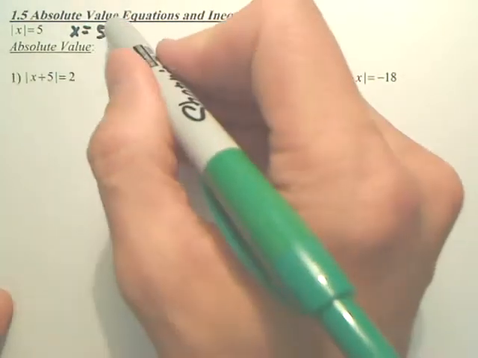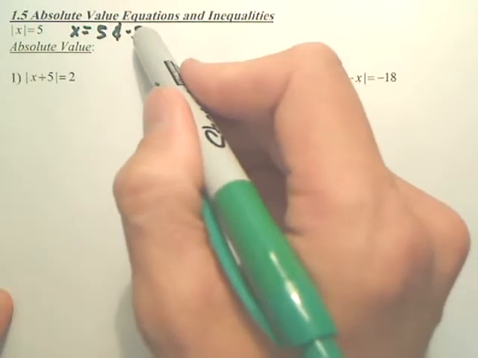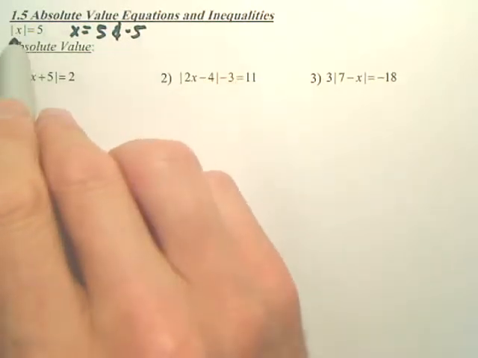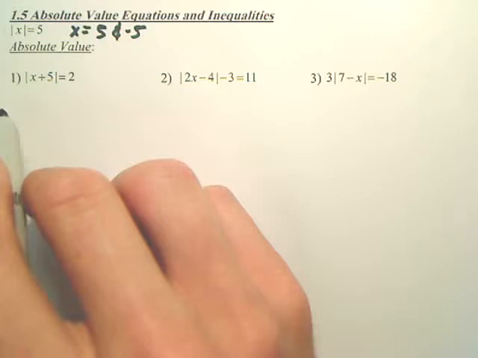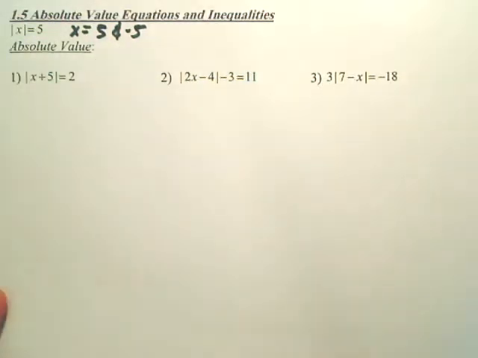-5. Your other answer is -5. Because if I plug in -5, won't the absolute value change it to +5? Yeah. Thus, it equals 5. Absolute values have two answers.